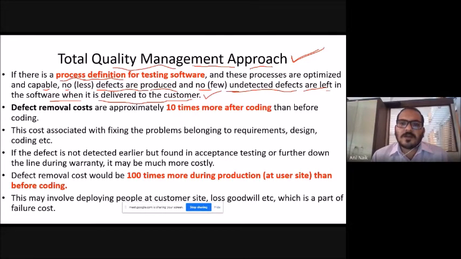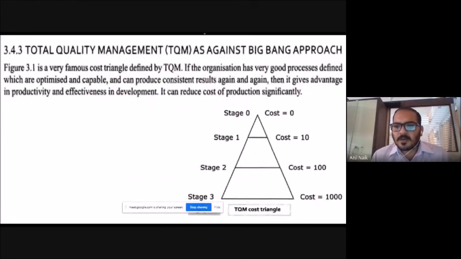So what does the total quality management approach mean? Here we are following a standard process to test the software. The defect removal costs are approximately 10 times more after the coding than before the coding. Suppose here you can see in the diagram, we can call it the total quality management cost triangle.